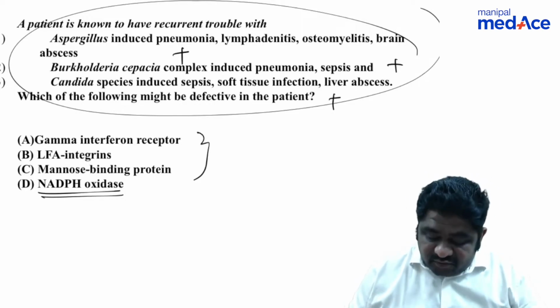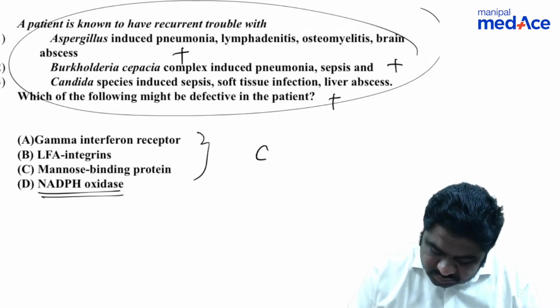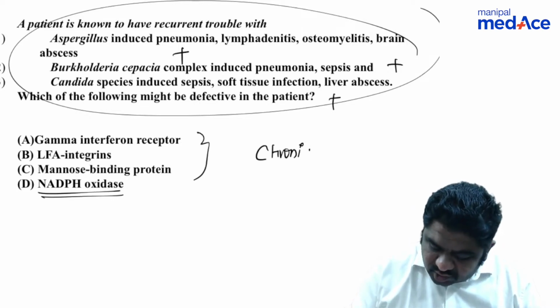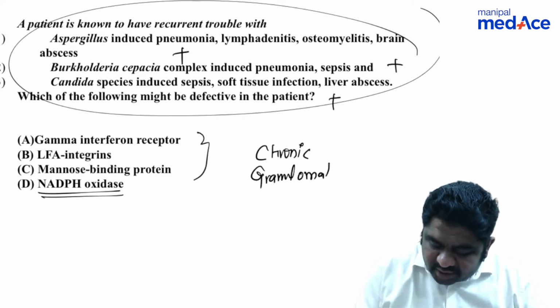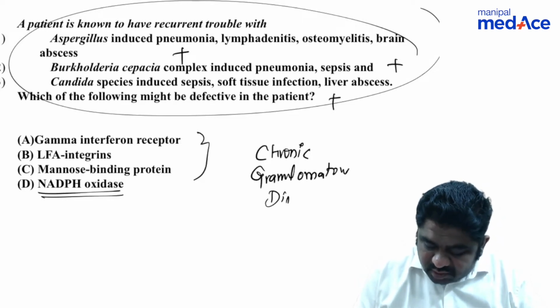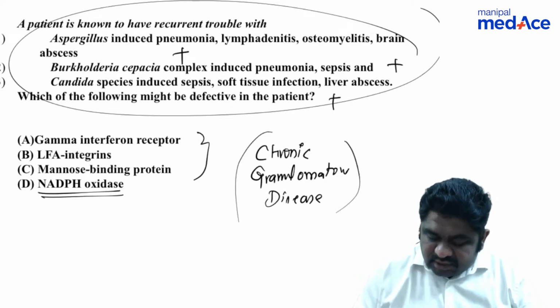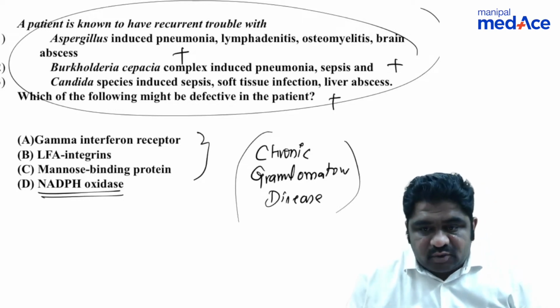Excellent disease. Very good answer. It is called chronic granulomatous disease. This is a defect in phagocytosis. Very good, Karthik D. You're also correct.